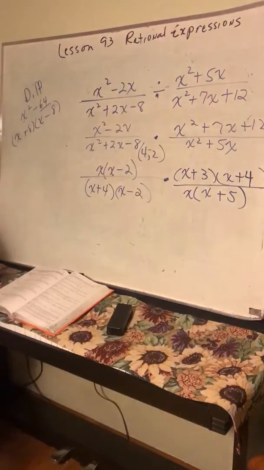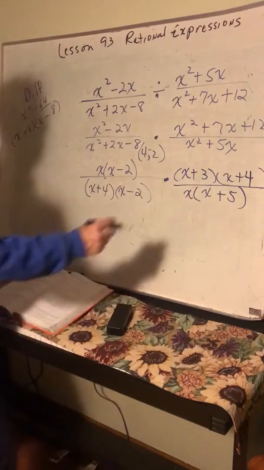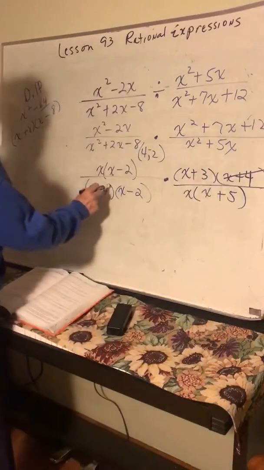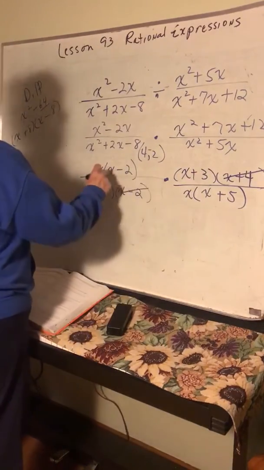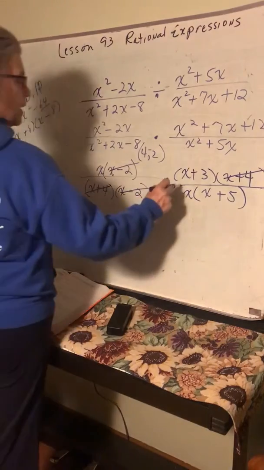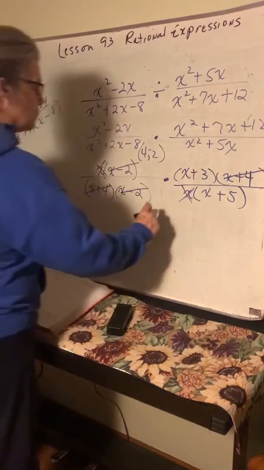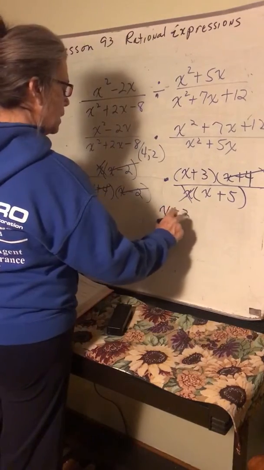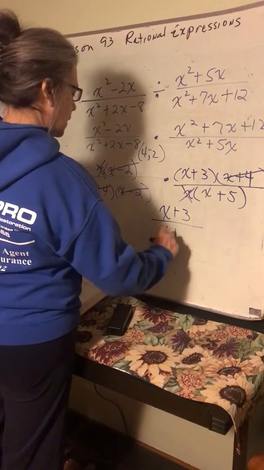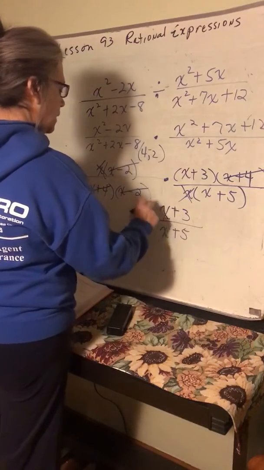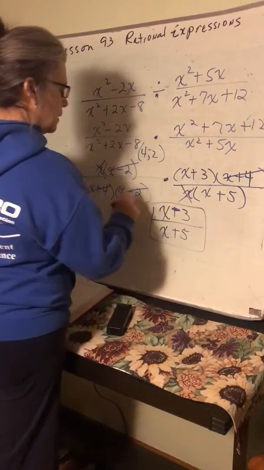Now let's look at it and see what we can do. Well, we have an x plus 4 here on the top and one on the bottom. We'll cancel those. And then we have this x and this x. And then we're left with x plus 3 over x plus 5. And that is the answer right there.